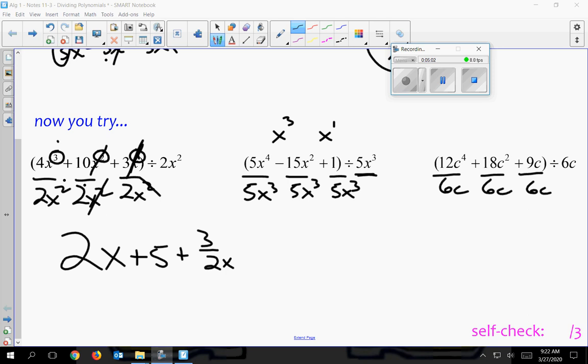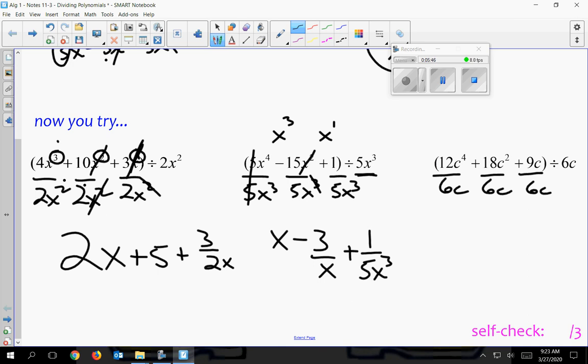Okay, so I'm going to divide this first one by 5x to the third. The 5's are going to cancel each other out. 5 divided by 5 is 1, so I'm subtracting exponents. I get x to the first. Negative 15 divided by 5 is going to give me a negative 3. But I have an x squared on top and an x to the third on the bottom. So the x squared is going to cancel out. I'm going to take the power of 2 out of that x to the third, so that's going to give me an x on the bottom. Okay, 1 divided by 5x to the third, there is nothing I could do with that. So it's just 1 divided by 5x to the third.